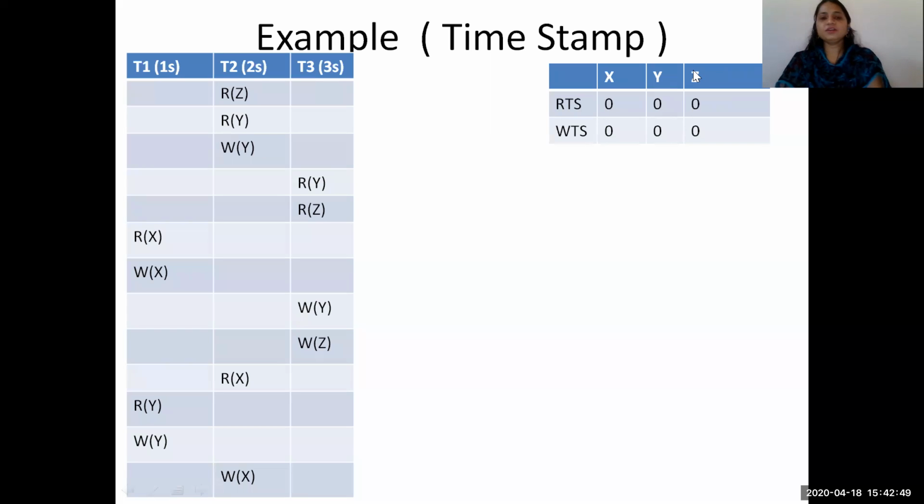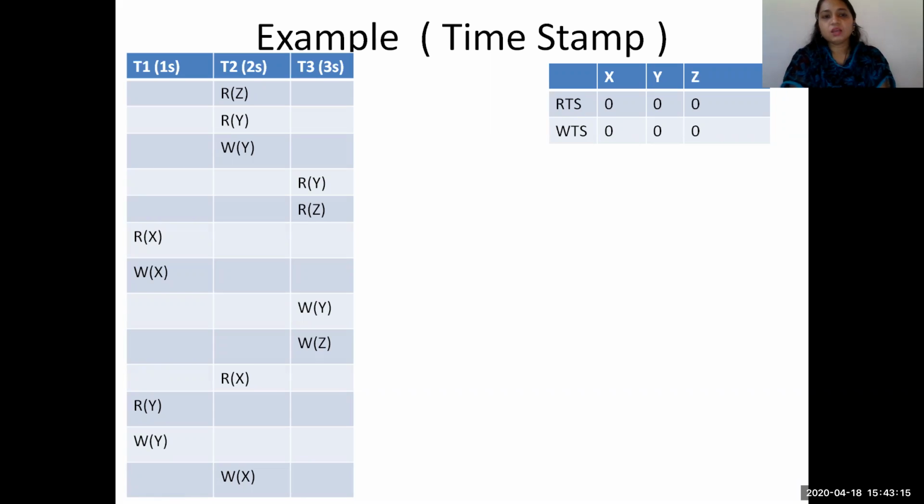Hello everyone. Today we will see an example of the timestamp protocol. For the timestamp protocol, we have gone through two rules, the read rule and the write rule. For the read rule, we check the write condition, and for the write rule, we check the read as well as the write condition for that particular variable. So we'll quickly revise this timestamp protocol through this one particular example.